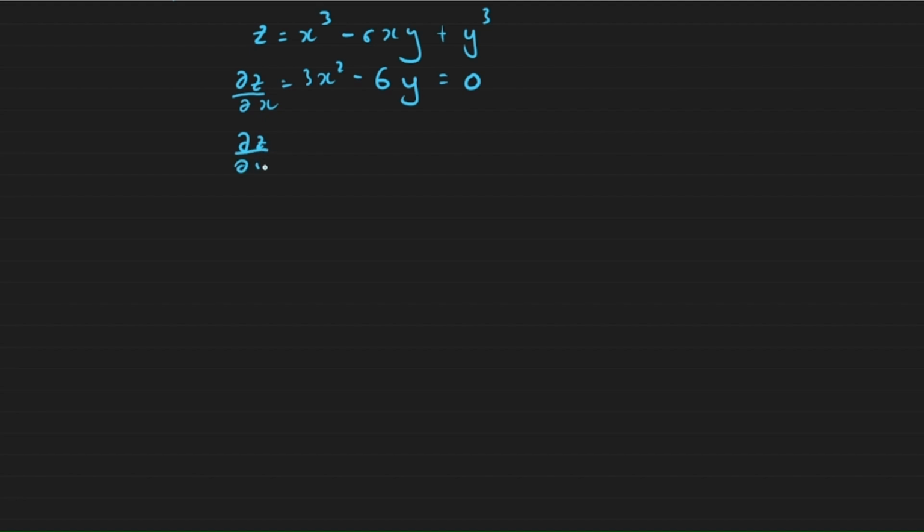So we have ∂z/∂y is equal to, well, the derivative of x cubed is 0 since it's a constant. Then we have minus 6x plus 3y squared. And we set this to 0 as well. So we now need to solve these equations. These are simultaneous equations. And to do that, firstly, we'll divide this first equation by 3. So that will give us x squared minus 2y is equal to 0.